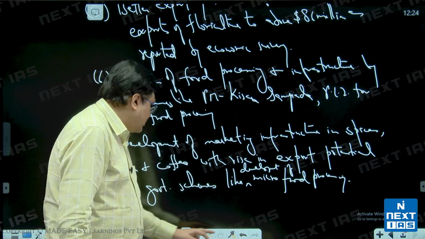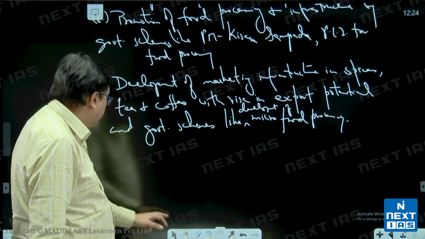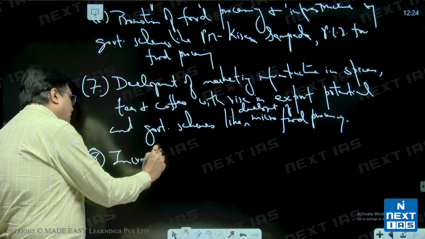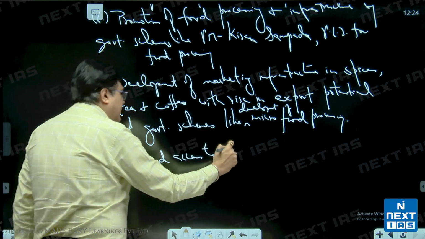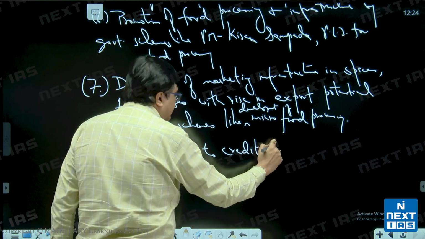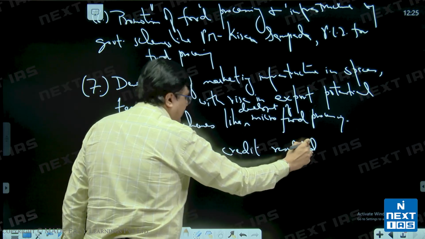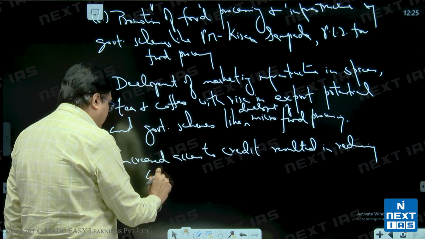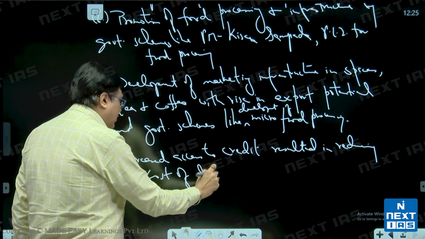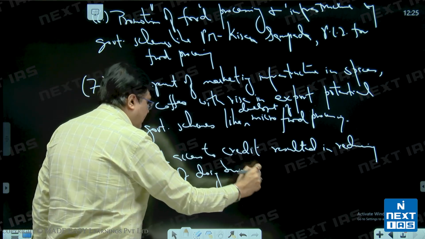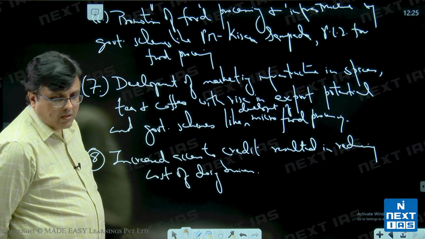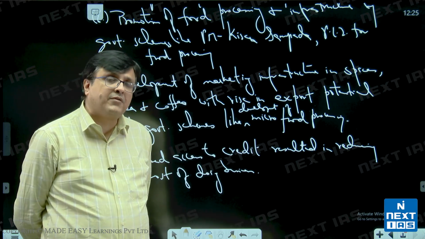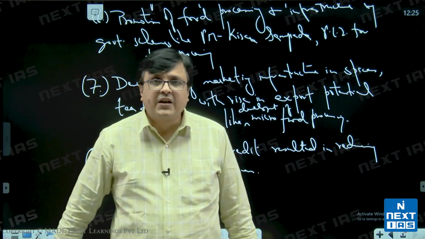So, and then one more, I forgot, sorry. One more. Increased access to credit resulted in reducing cost of doing business. So these are things you can write. You can also talk about contract farming development and agricultural linkages with the industry.